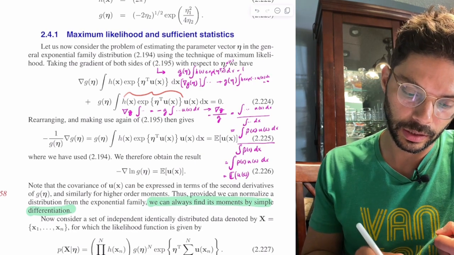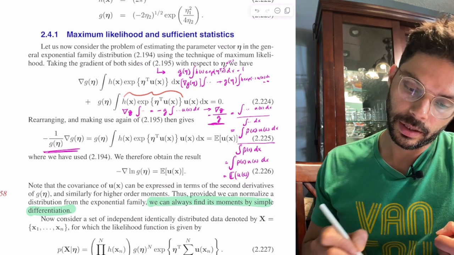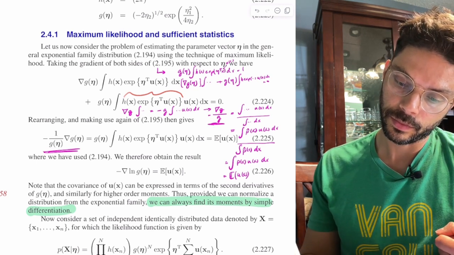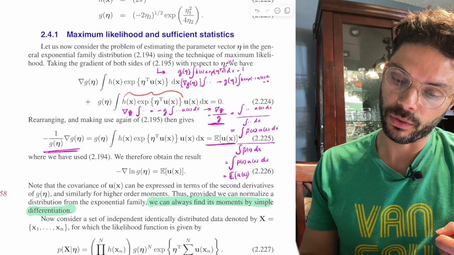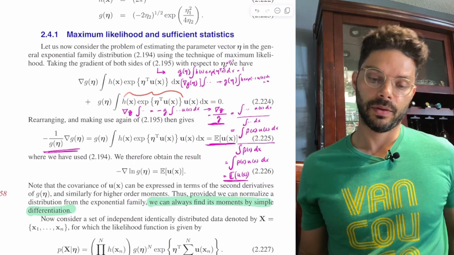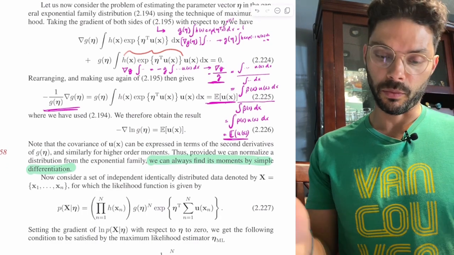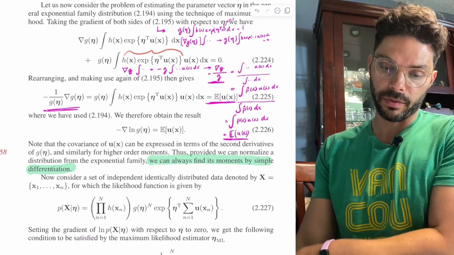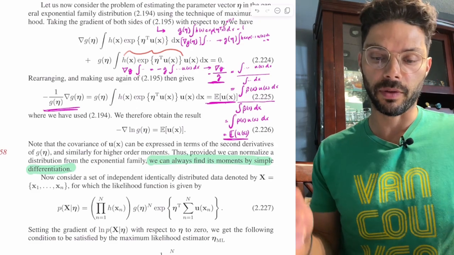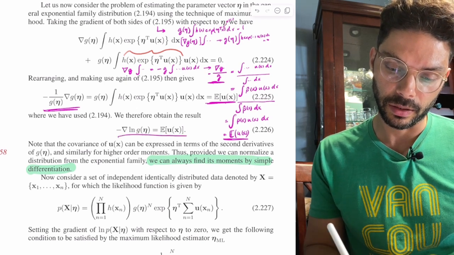So this thing is this, and it's equal to that thing. Okay, so which is what we have there. So he says, where we have used 2.194, that's just the form of the exponential family. We therefore obtain the result this.